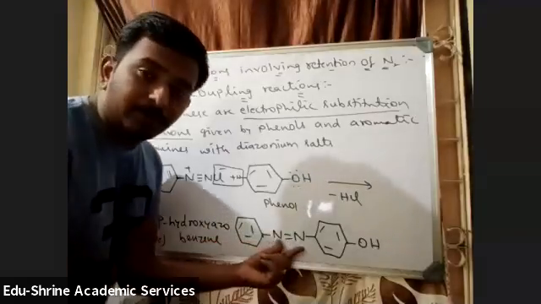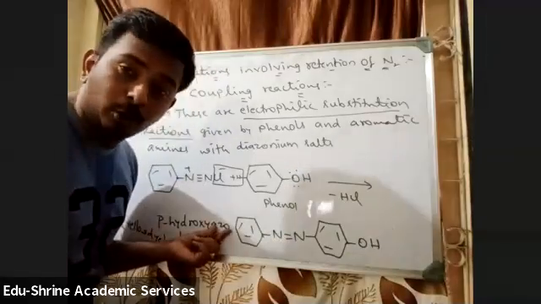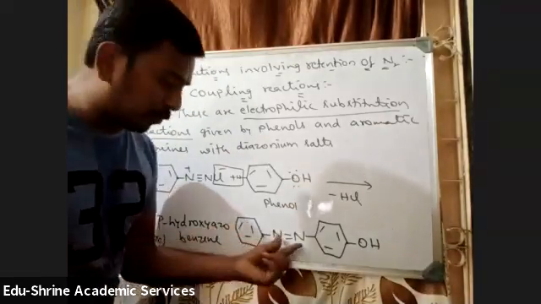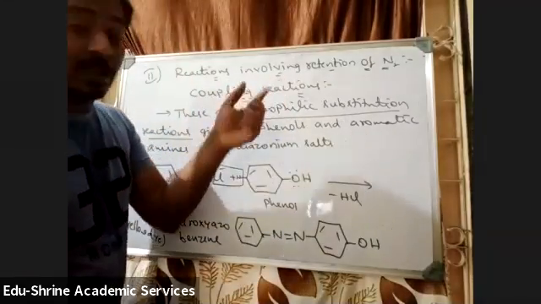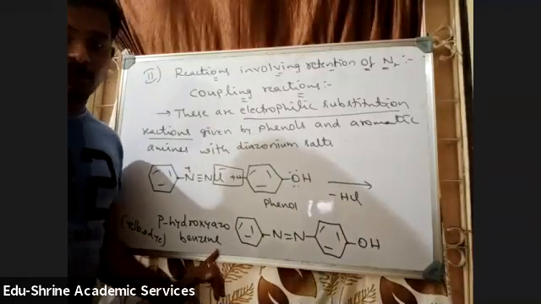Whenever there is N double bond N, no students, it is called azo, right? Whenever there is a bond between nitrogen and nitrogen, it is called azo. That's why they are called diazonium salts. Okay. So para-hydroxy azobenzene.